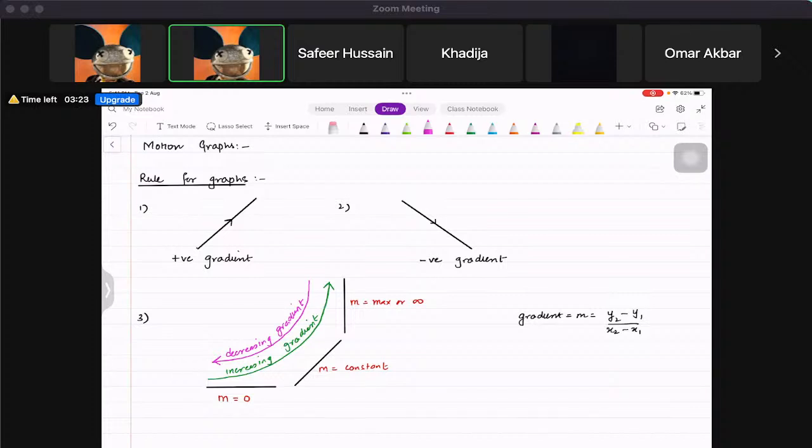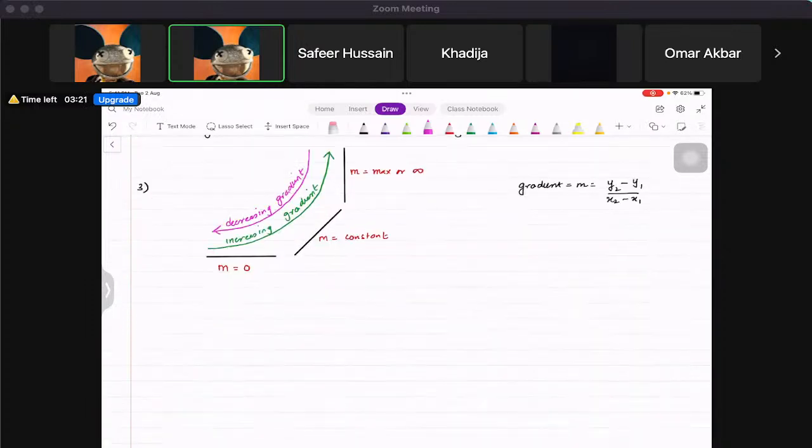Okay. Now, the first set of graphs that we're going to deal with are the distance time graphs. Displacement time graphs. I'm gonna make some of the graphs.